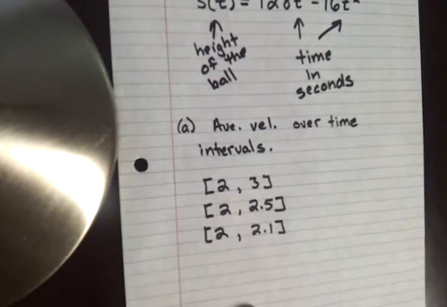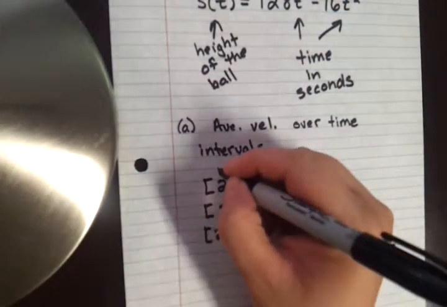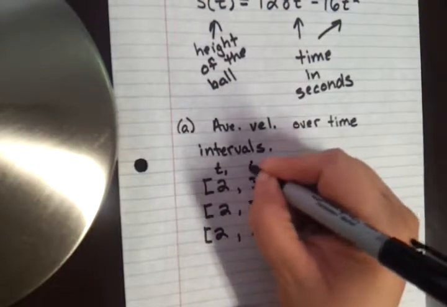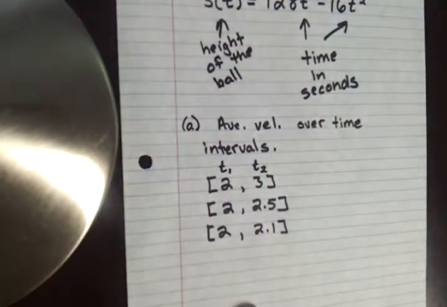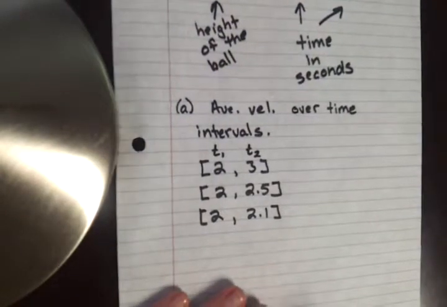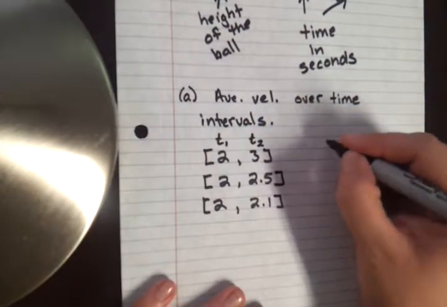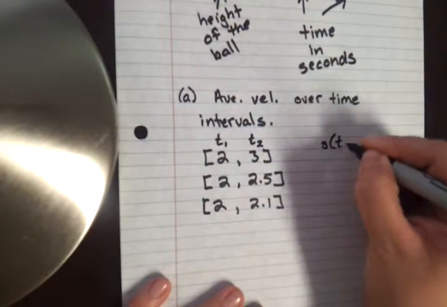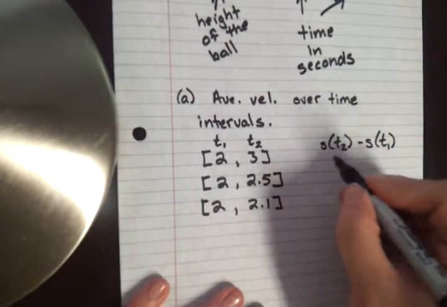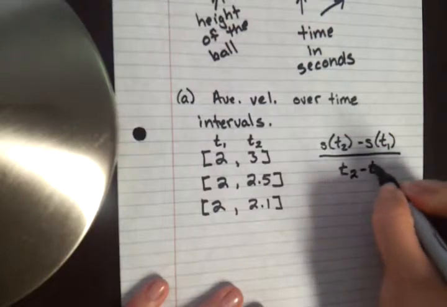And like we did in question number 4, let's go ahead and label these. We'll make the first time in each interval be t1 and the second time in each interval be t2. So if you are going to set up now the formula like we did in 4 to solve these, it's going to be s of t2 minus s of t1, and that's all over t2 minus t1.